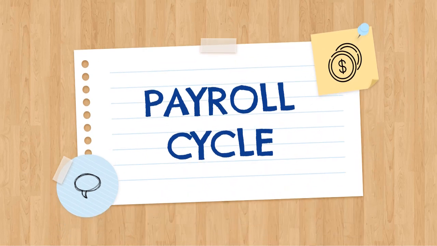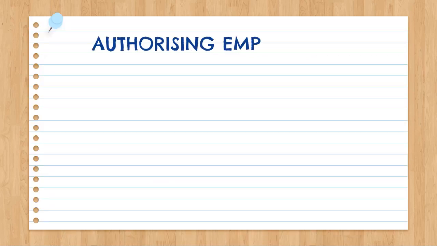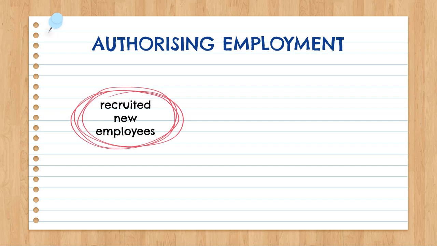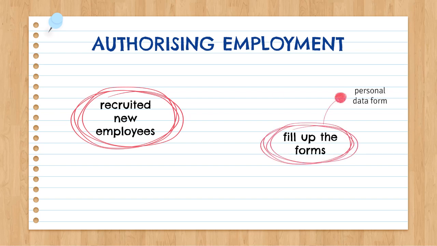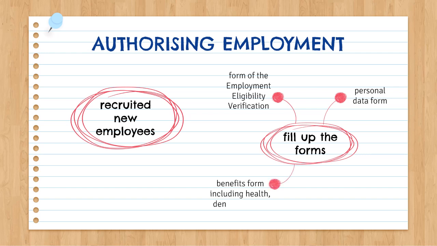Next is payroll cycle. The first one is authorizing employment by recruiting new employees. They have to fill up forms such as the personal data form, the employment eligibility verification form, benefit forms including health, dental and others, and retirement plan forms.